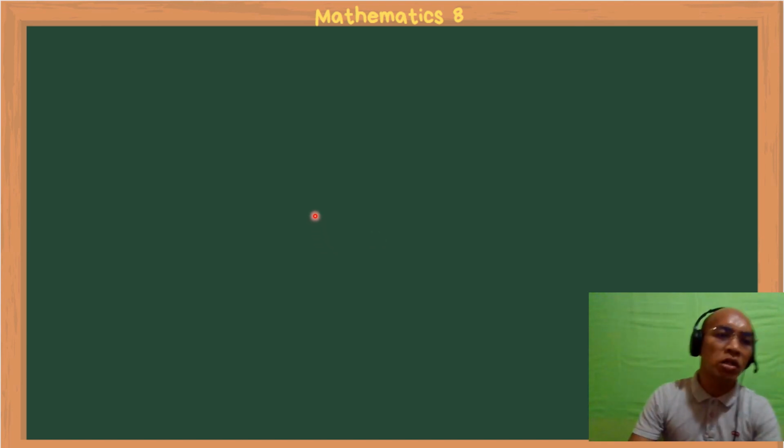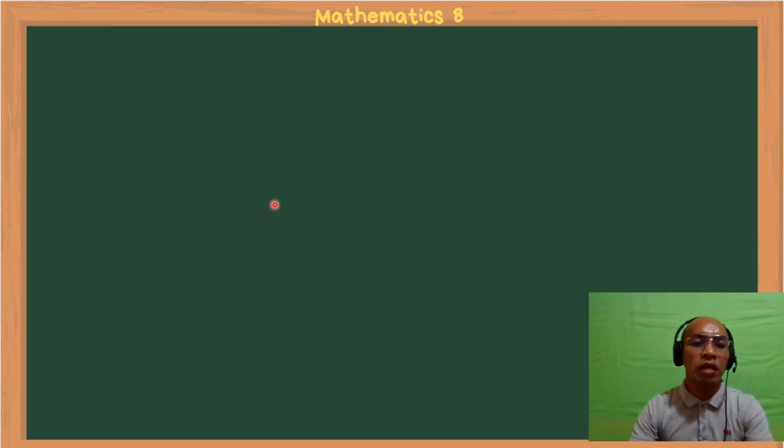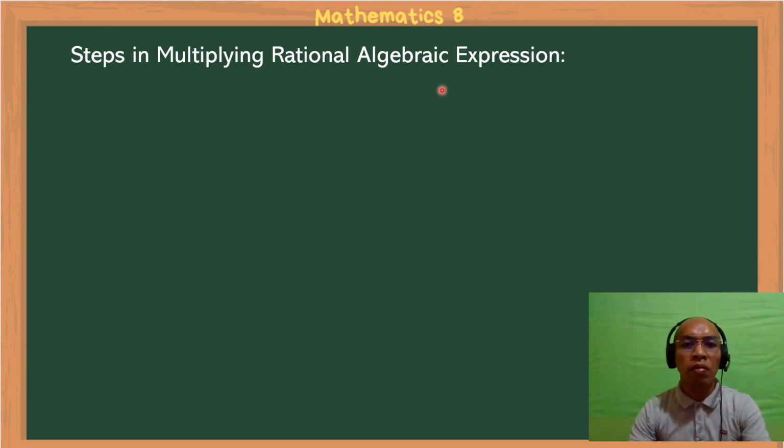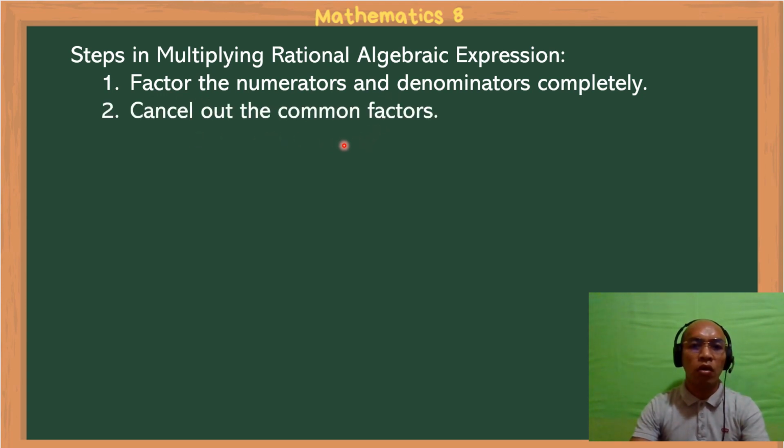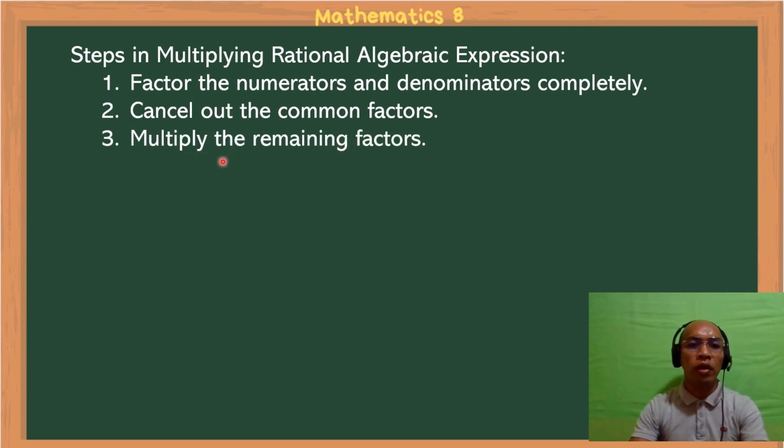I would like to underscore the method in step number 3 because that method is very beneficial, particularly if we are multiplying rational algebraic expressions. So these are the steps. First, factor the numerators and denominators completely. Secondly, cancel out the common factors. And lastly, multiply the remaining factors.